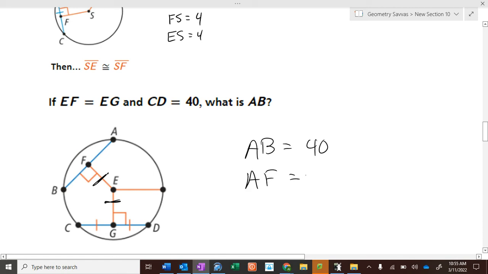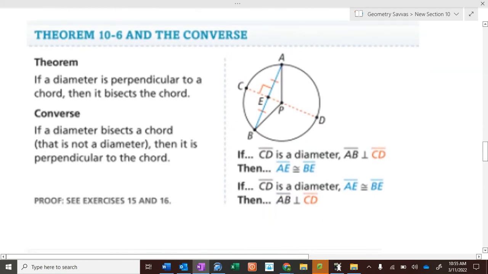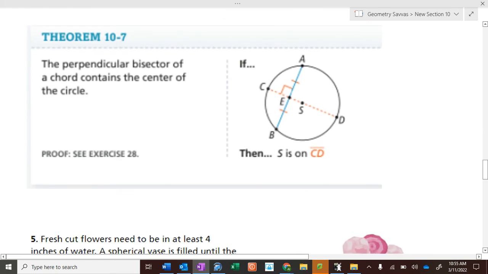How long do you think AF is? 20. Okay? Because what happens is when a chord hits a radius perpendicularly, it splits it into 2 equal parts. So those are equal, which says right here. If a radius is perpendicular to a chord, it splits it into 2 equal parts. And if a chord is split into 2 equal parts, it must be perpendicular to the radius.